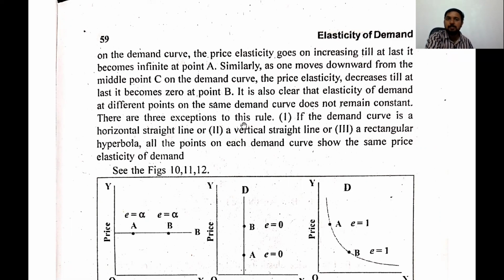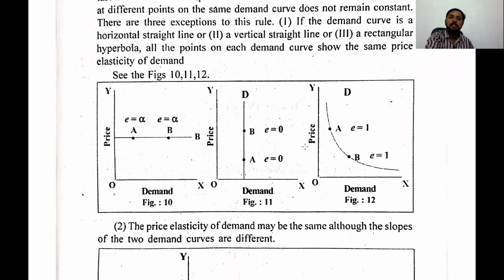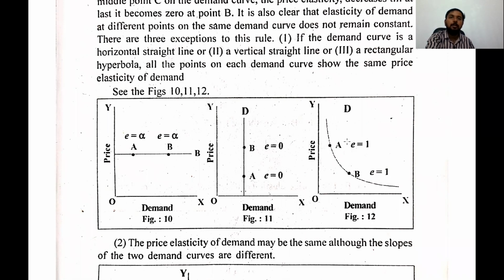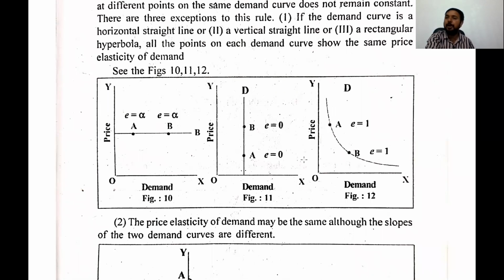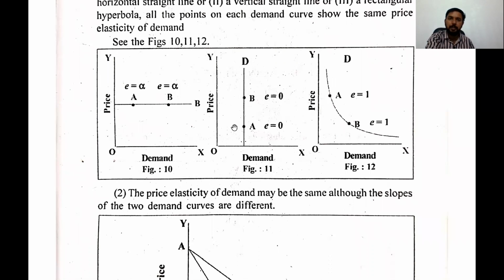There are three exceptions to this rule. If the demand curve is a horizontal straight line, a vertical straight line, or a rectangular hyperbola, all the points on each demand curve show the same price elasticity of demand. And guys, this is a straight line horizontally, this is a straight line vertically, and this is a hyperbola. So these are the exceptions of the point elasticity of demand. In this kind of case, the point elasticity of demand does not work.